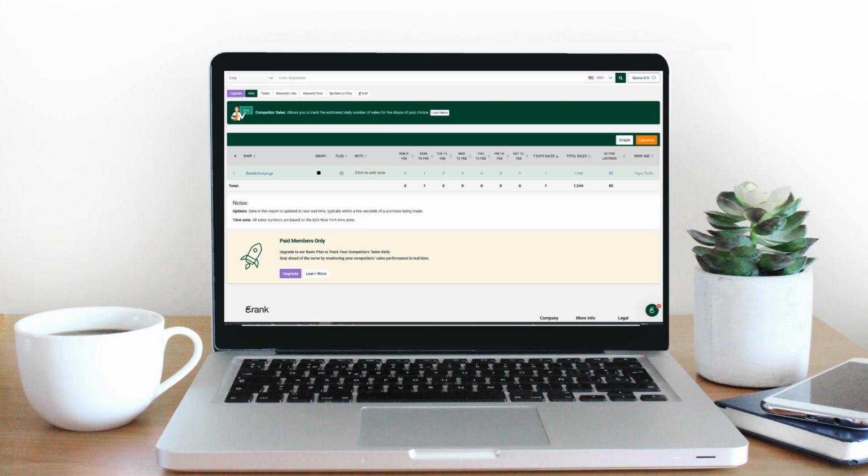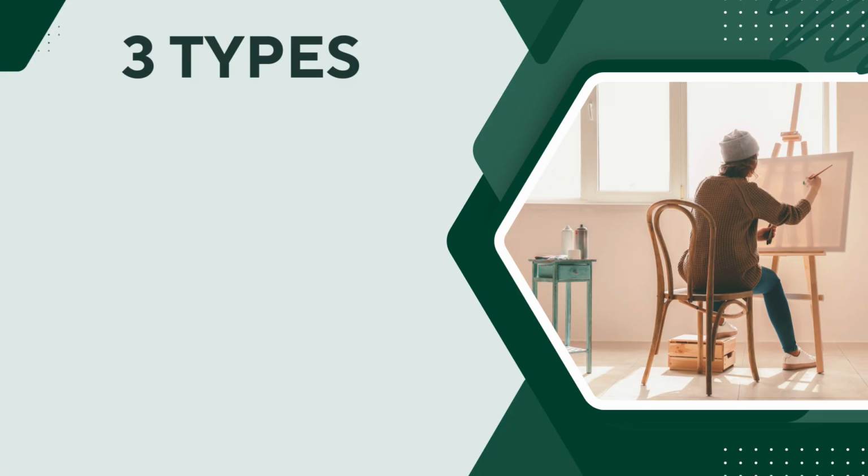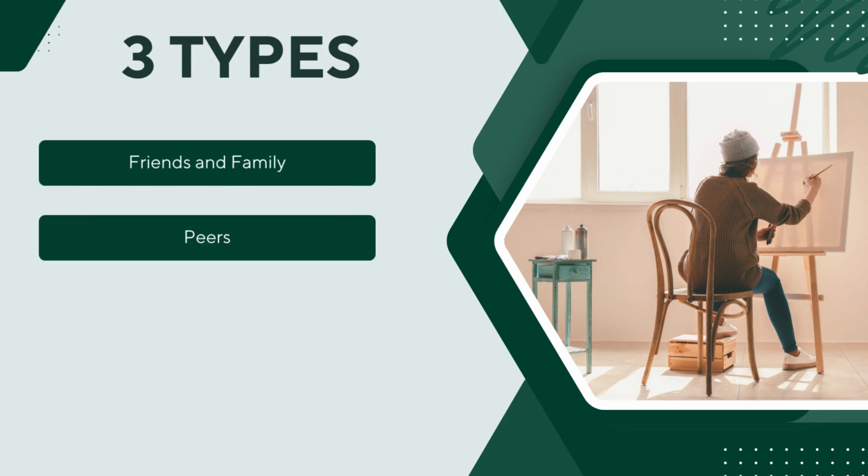track them using eRank. Tracking your competition on the competitors sales tool is only available for paid eRank customers, but free users can still start finding their competitors. I like to think there are three main types of competitors: your friends and family, your peers, and your inspiration. And tracking them all provides different benefits to you as a shop owner.